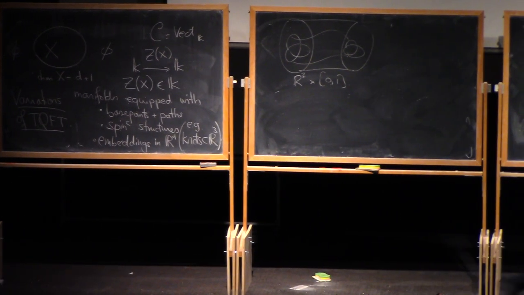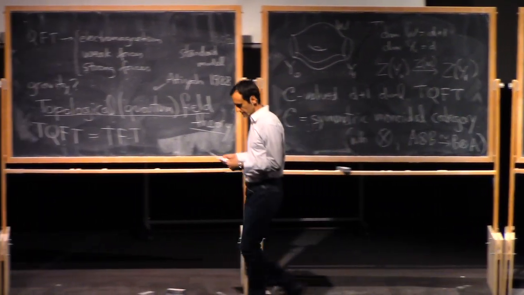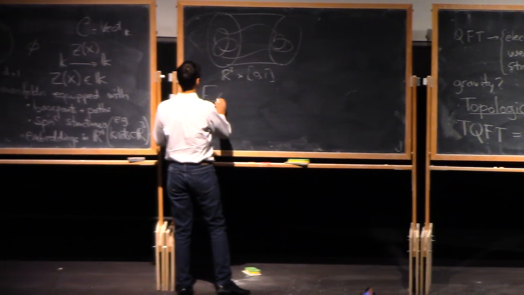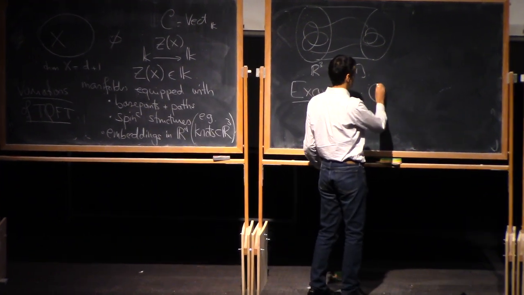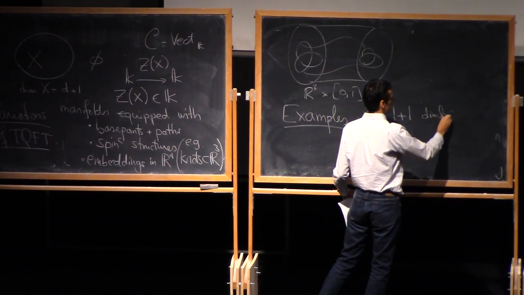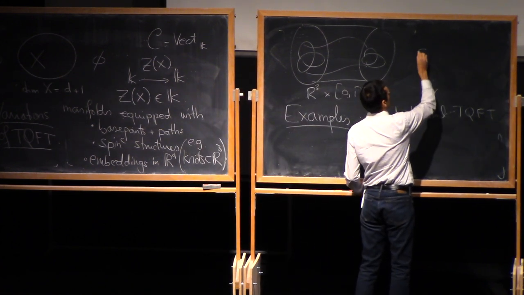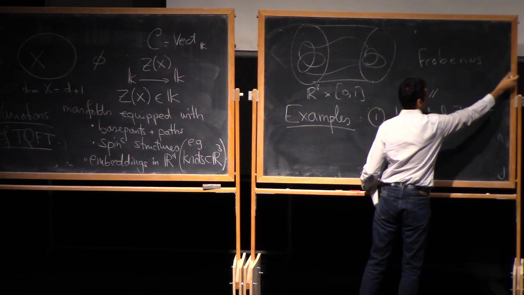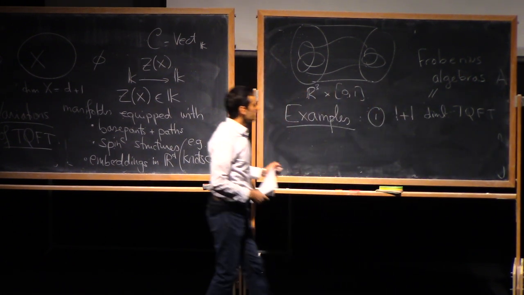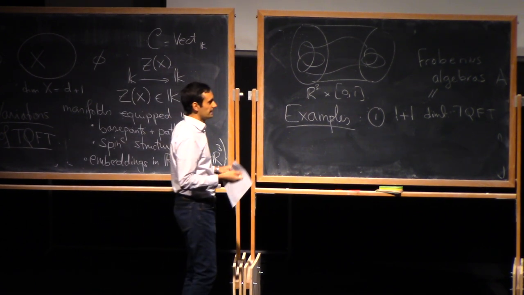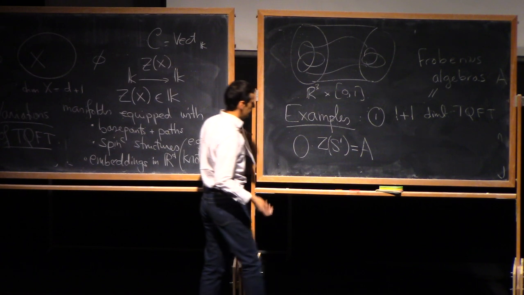All right. Okay, so now let me give some simple examples of TQFTs. Let me start with the simplest case, which is 1 plus 1 dimensional TQFTs. And these are the same as what are called Frobenius algebras. They're basically determined by an algebraic structure. Why is that? Well, there's only one connected closed one-manifold, namely the circle. So Z of S^1 is some vector space A.